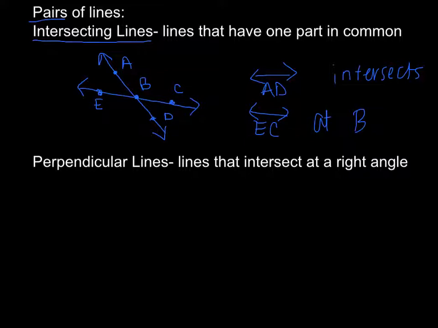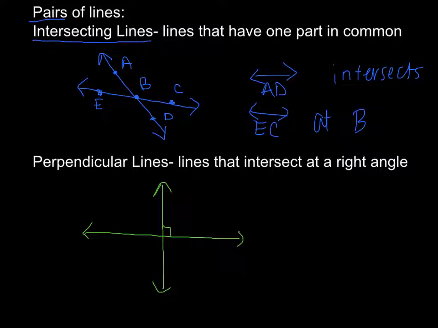It's just wherever they intersect. It doesn't have to be right in the middle. It just has to be they are going to cross each other sometime. Okay, then we have perpendicular lines. And perpendicular lines are lines that intersect at a right angle. I'm going to do my best to draw a right angle. Probably will not be perfect, but what I'm going to do is draw that little box, which means it is a right angle.